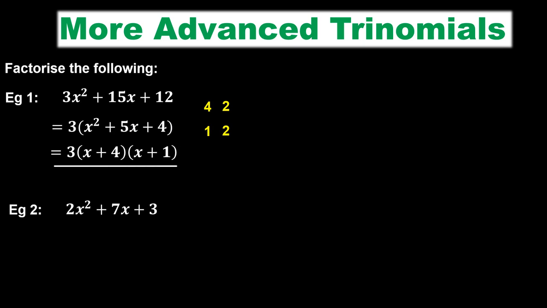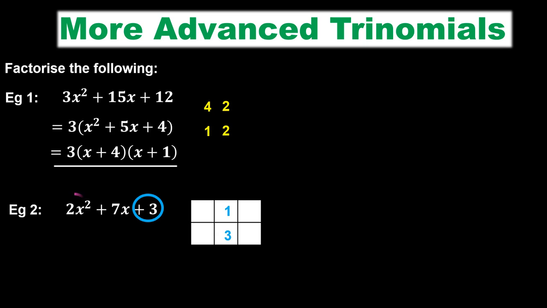Let's look at example 2. Again, my coefficient in front of x squared is not 1. Can I take out 2 as a common factor? This time I can't. So now we have to look at a slightly different method. If I cannot take out a common factor, I'm going to need to look for my factors of 3, which are 3 and 1. And I need to look for my factors of 2, which will be 2 and 1.